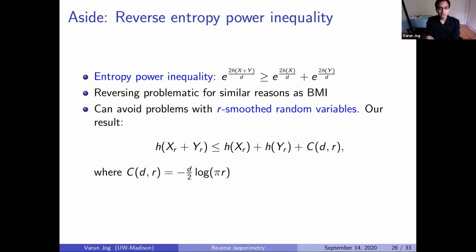But if you ensure that your random variables are Gaussian smoothed, so smoothed by a small Gaussian with, let's say, variance r, then what you can show is that the entropy of x_r plus y_r can be upper bounded by h of x_r plus h of y_r plus some constant that depends on the smoothing. So if your r is very small, then the constant is huge, which makes sense because you're not smoothing that much. Yeah, so this inequality is kind of tight. If at all it is loose, it's loose by a constant. But this is something that we were able to prove.